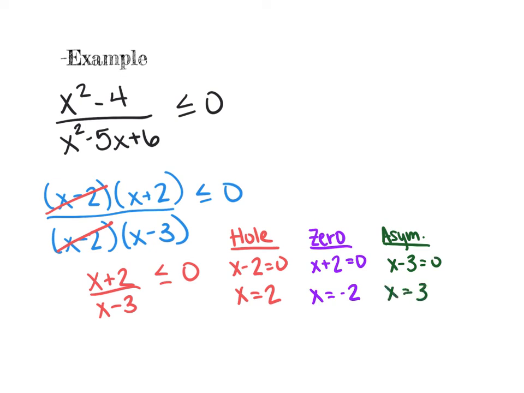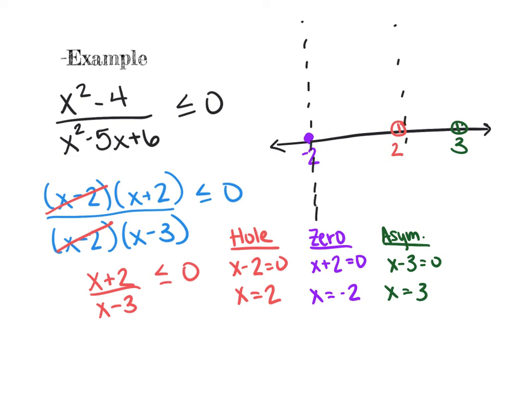And so now what I'm going to do, remember, I draw my number line, and I put all those values on my number line. So I have negative 2, which is a 0, and I can include the zeros. I have positive 2, which is a hole. Don't include your hole. And I also have positive 3, which is an asymptote. Don't include the asymptote. So we're going to section off our graph into parts again like this, and we're going to test inside of each interval.